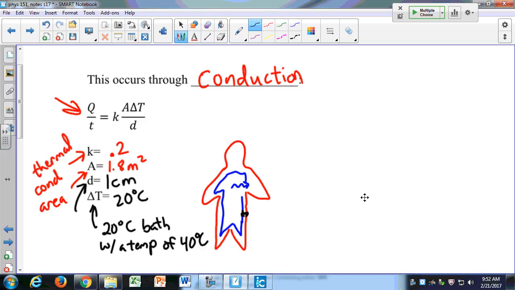All right, and then I can calculate what is my rate of energy transfer. And that works out to be, putting in all these values, about 720 watts. So if you put a person into a cool bath, they lose almost 1,000 watts. That's quite a bit, actually. About 720 joules per second to that bath. You lose a lot of energy when you go into cold water.